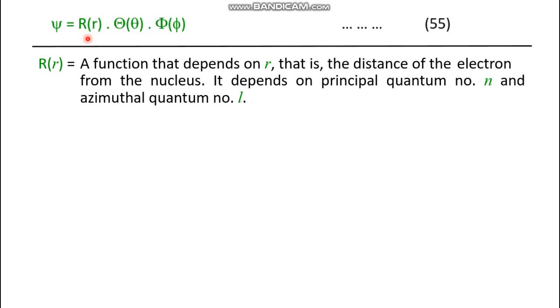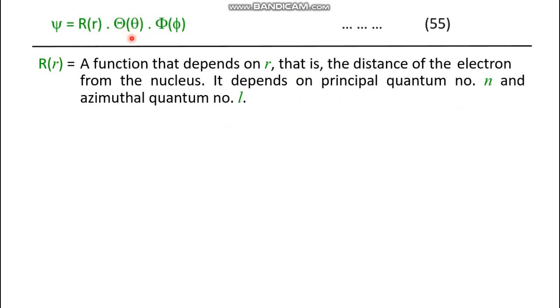And if we carry forward equation number 55 in the next sheet, we can describe these different values and their dependability. So the r function is actually the distance of the electron from the nucleus, actually the probability of finding the electron, the maximum value. This is r. So definitely this will depend upon the principal quantum number n and the azimuthal quantum number l.